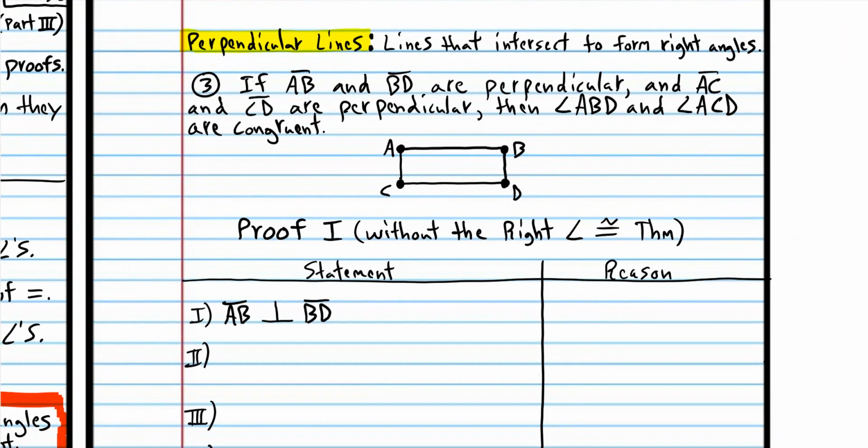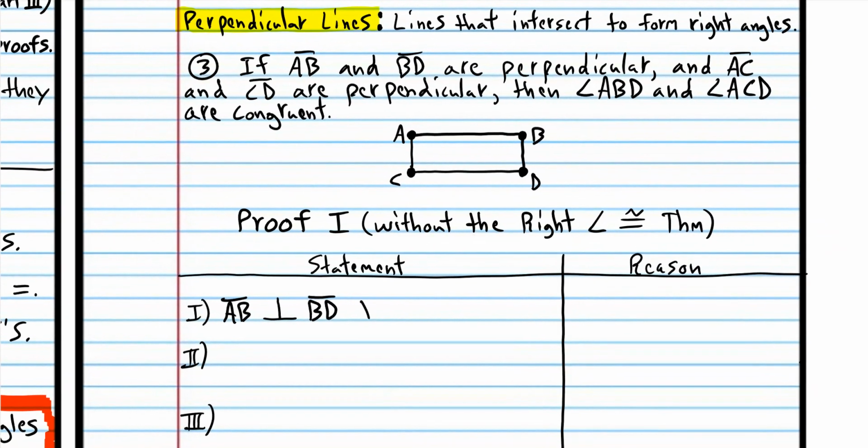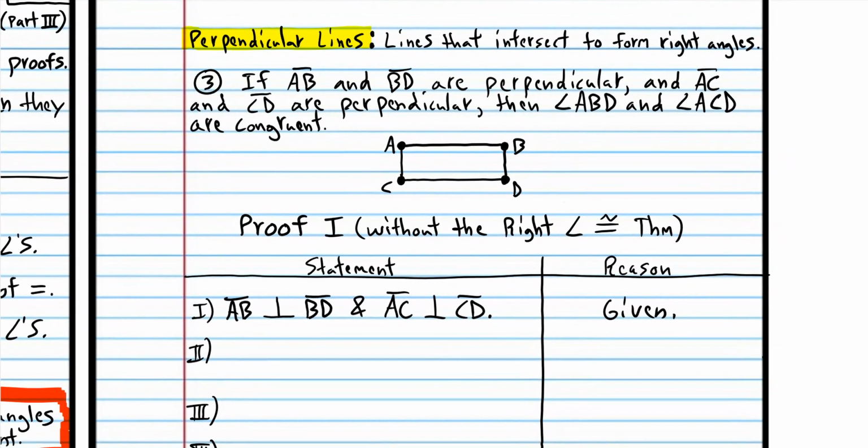So AB is perpendicular to BD, and we also know that AC is perpendicular to CD. That's given information. Now, if they're perpendicular, then by definition, angle ABD and angle ACD are right angles.